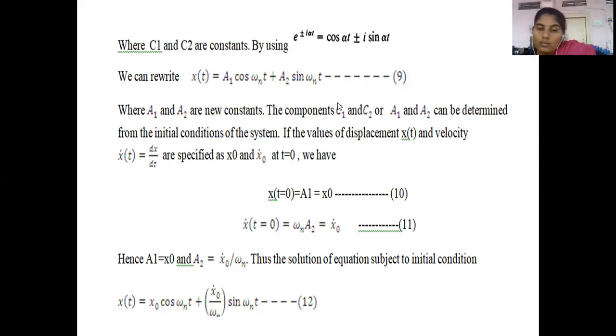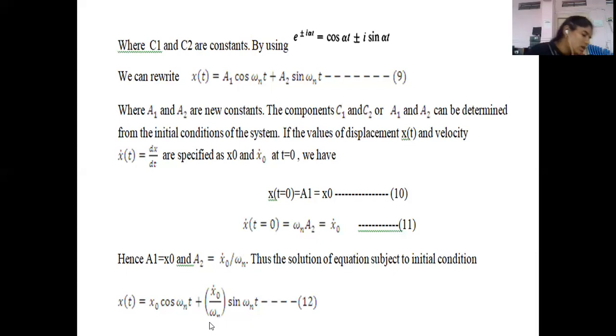the total solution of the equation subjected to initial conditions is x of t is equal to x naught cos omega nt plus x dot naught upon omega n into sin omega nt. Write down this last equation. That is equation number 12.